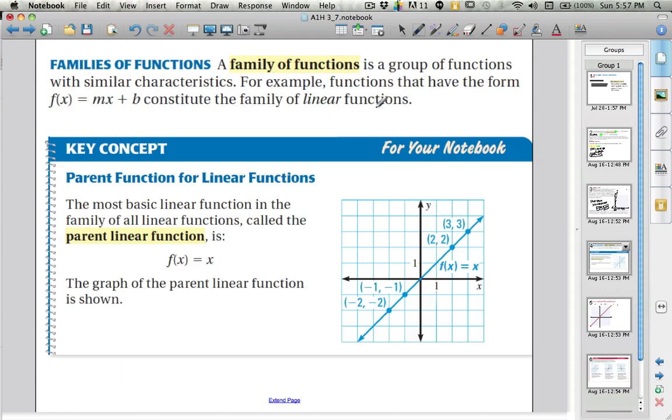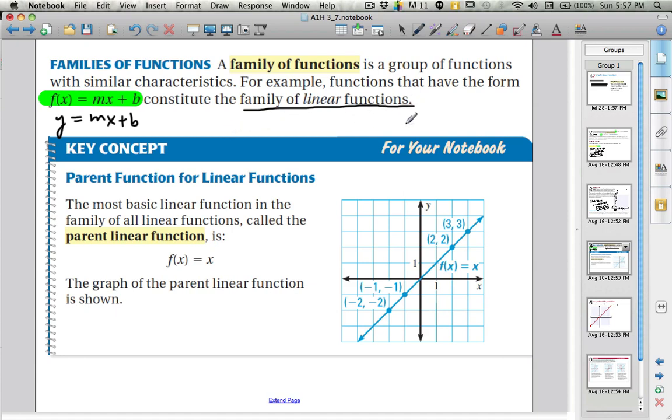Linear functions are what's called a family of functions. So it's a group of functions with similar characteristics. Functions in this form, y is equal to mx plus b, or f of x is equal to mx plus b, those are the same thing, constitute the family of linear functions.